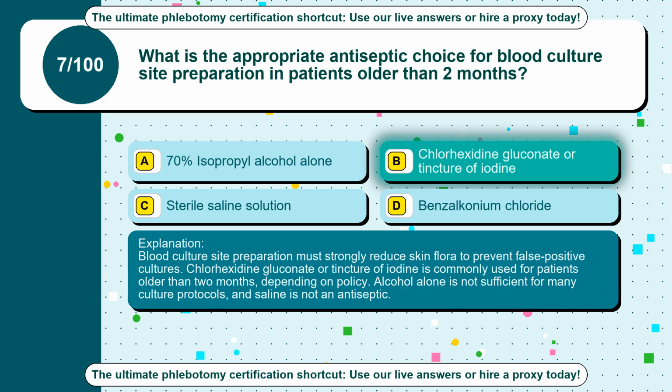Blood culture site preparation must strongly reduce skin flora to prevent false positive cultures. Chlorhexidine gluconate or tincture of iodine is commonly used for patients older than 2 months, depending on policy. Alcohol alone is not sufficient for many culture protocols, and saline is not an antiseptic. Question 8.